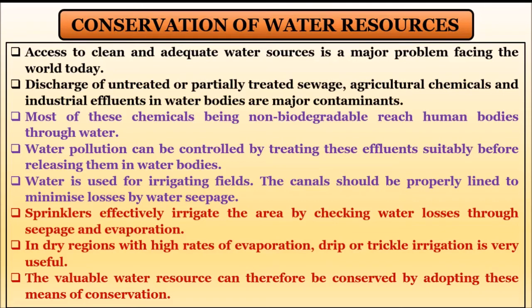In order to control water pollution, the effluents present in it need to be treated before they are released into the water bodies. So, to control these types of chemicals from mixing into the water, such factories should take actions like filtering those chemicals and then releasing the water.